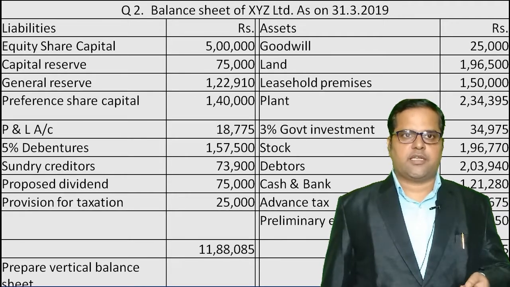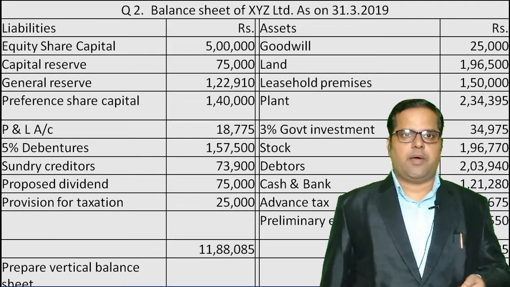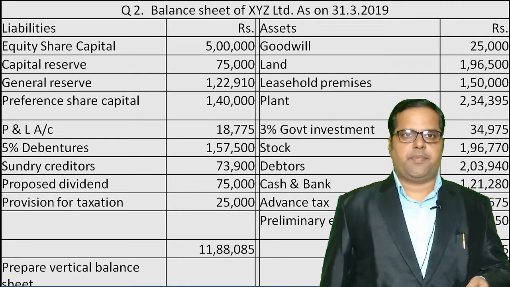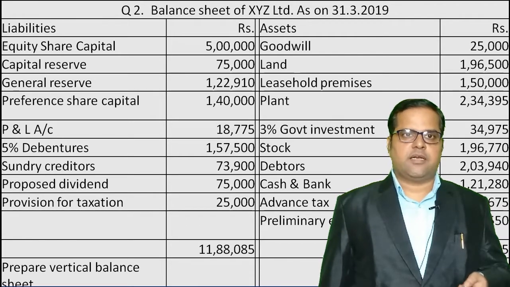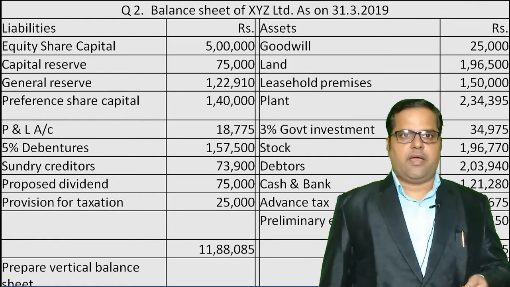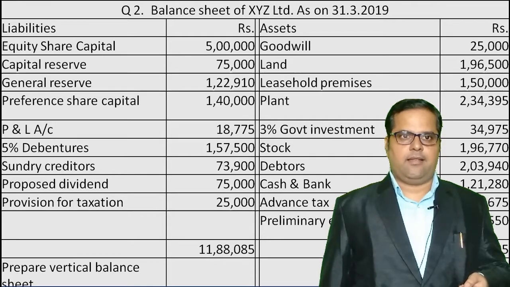First, equity share capital. This will fall under the heading share capital, so we will mark SC. Capital reserve, this will be marked under R and S. General reserve, this will also be marked as R and S. Preference share capital, this will be marked as share capital, that is SC. P&L account, again this is a reserves and surplus item, so we will mark R and S. 5% debentures, this will be marked as secured loan, so SL.